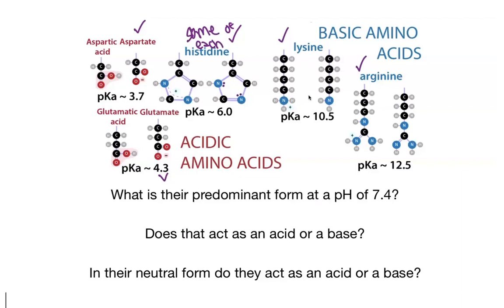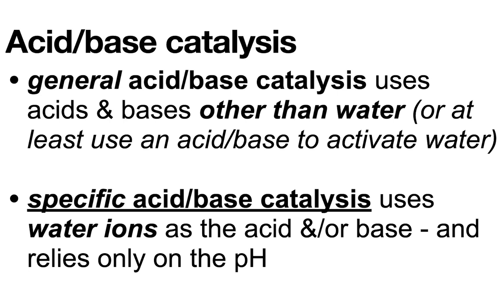But in the case of our acidic amino acids, well, in their neutral state, they're going to be protonated. So unlike those others, when these are protonated, they're neutral. And thus, when they're protonated, that's when they're going to act as an acid. And so we call these the acidic amino acids. The same things are going to apply when we talk about general acid, general base catalysis.